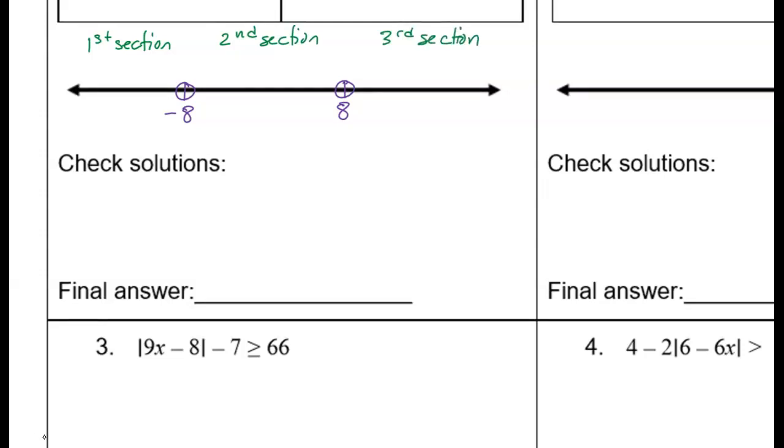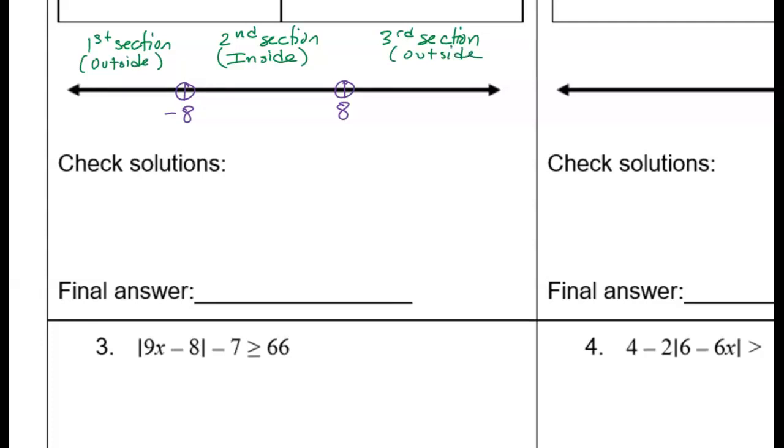We could either shade between the -8 and the 8, that's in the second section, or we could shade in both the first section and third section. Or in other words, we could either shade between, inside, or outside. So the second section is the inside. I like to call it the inside section. And the first and third I like to call the outsides.